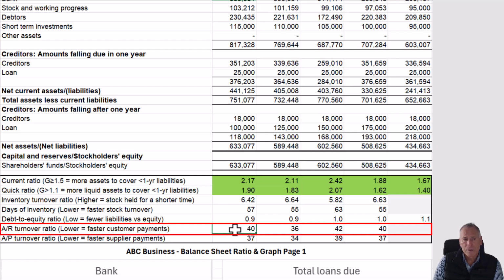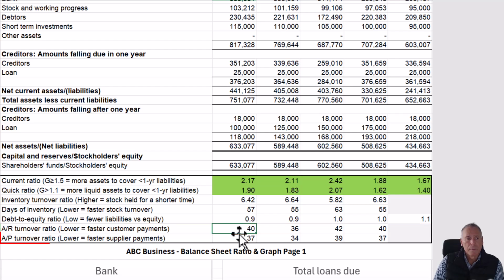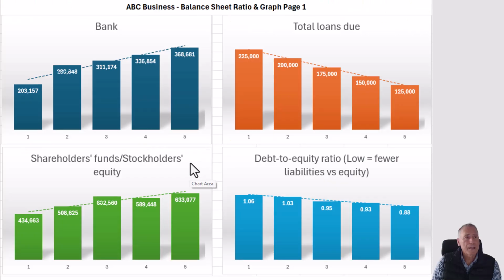So it means that on average, by the latest year, it's taking the business 40 days to collect what is owed by customers, but actually it's having to pay its suppliers quicker. So that would be a quick win in terms of improving cash flow to reduce that down to hopefully 30 days or less. Below that, you've got similar ratios and graphs as I showed you with the profit and loss.